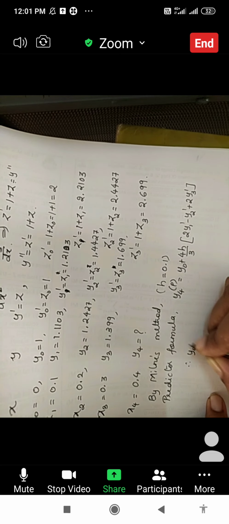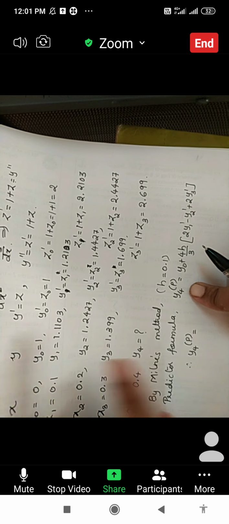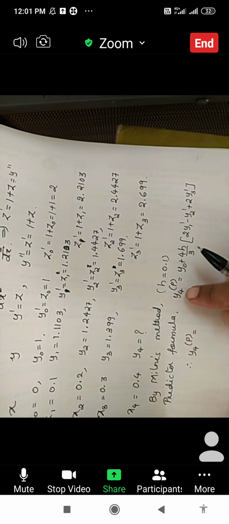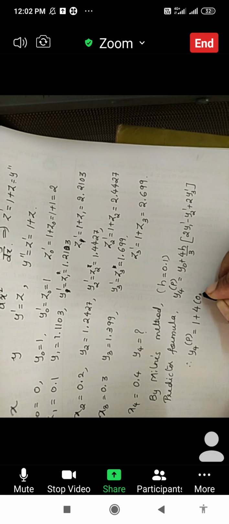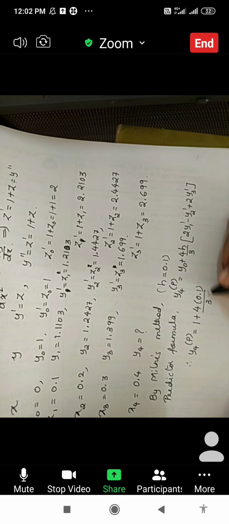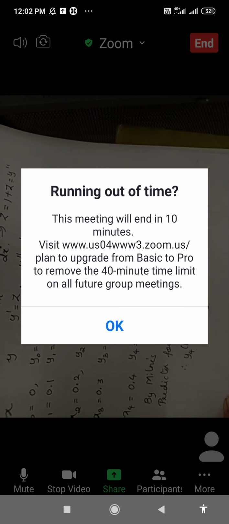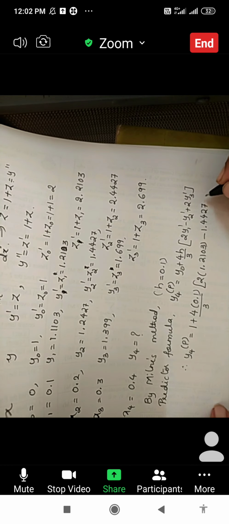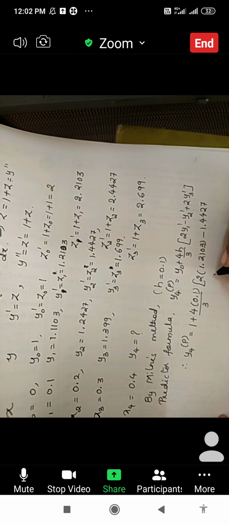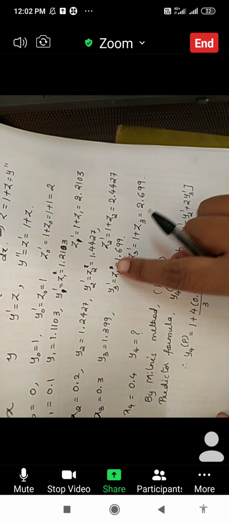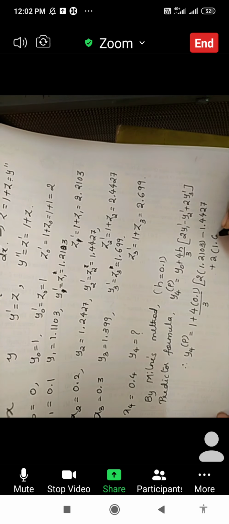Therefore, the predicted value of y4 is: what is y0? Y0 is nothing but 1. 4 into h is 0.1, divided by 3, into 2 y1 dash. Y1 dash is nothing but 1.2103, minus y2 dash 1.4427, plus 2 into y3 dash. Y3 dash is nothing but 1.699.